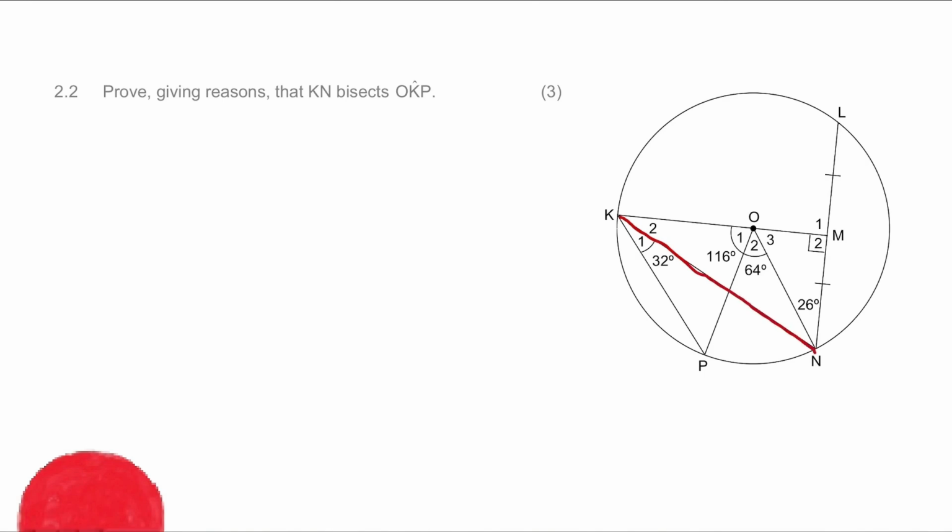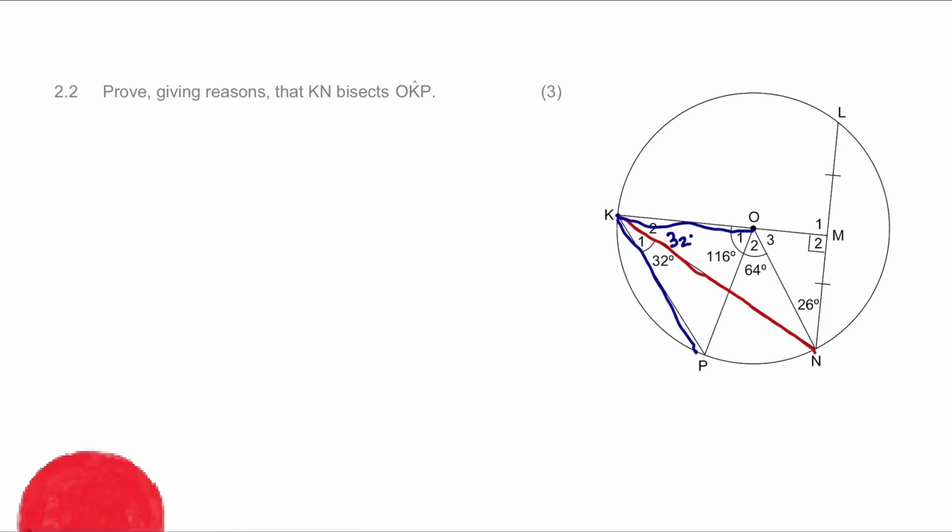Now that line bisects angle OKP. So start at O and create the angle that they were talking about. There's angle OKP. All right, now we have a better idea of what we're working with. We also know that the angle at K2 is going to end up being 32 degrees, because if it isn't 32 degrees, then we don't have a bisector.